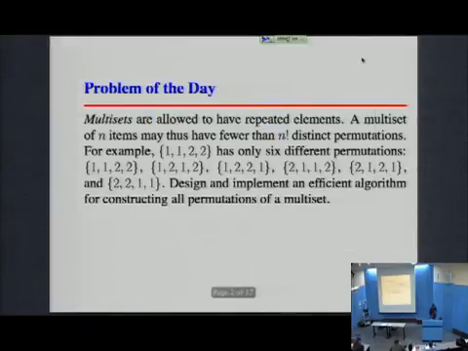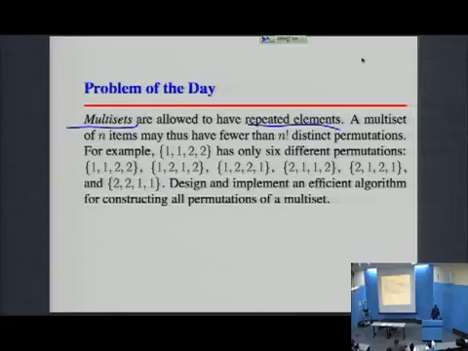Before we move away from backtracking for the day, today's problem of the day is about backtracking. It has to do with constructing all permutations of a multiset. What is a multiset? A multiset is a set where you're allowed to have repeated elements. In permutations, when we were talking about it, we sort of assumed that the elements were distinct. A permutation on n things was an arrangement of the numbers 1 through n.